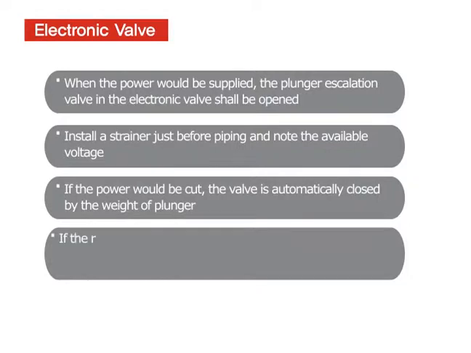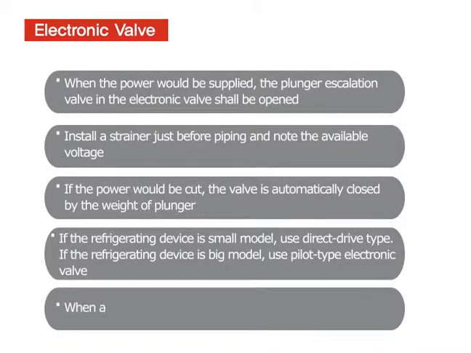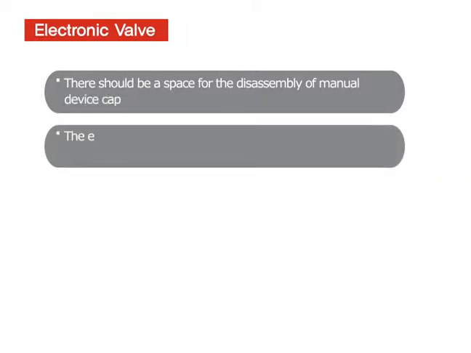If the refrigerating device is a small model, use a direct drive type. If the refrigerating device is a big model, use a pilot type electronic valve. When applying cable, the voltage should be checked again. There should be a space for the disassembly of the manual device cap. The excitation coil should be at the upper position.